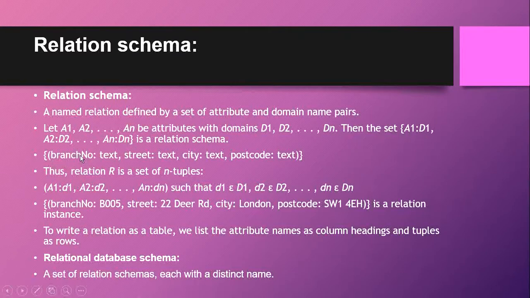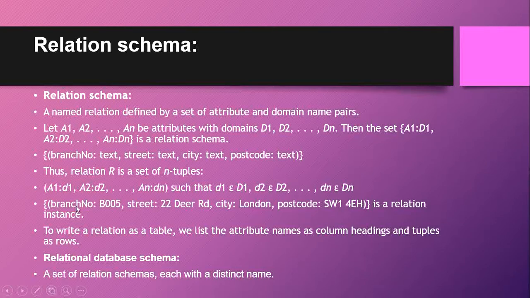Here you can see that branch number is an attribute and it has data type text. We don't define all the domain here; we are just writing the data type for this attribute. Like for street we have text, for city we have text, and for postcode we have text. So the relation, like we have defined before, is a set of n tuples where we have an attribute and its value, then the second attribute and second value, then the last attribute and last value, such that the first value belongs to domain 1, the second value belongs to domain 2, like we have discussed before.